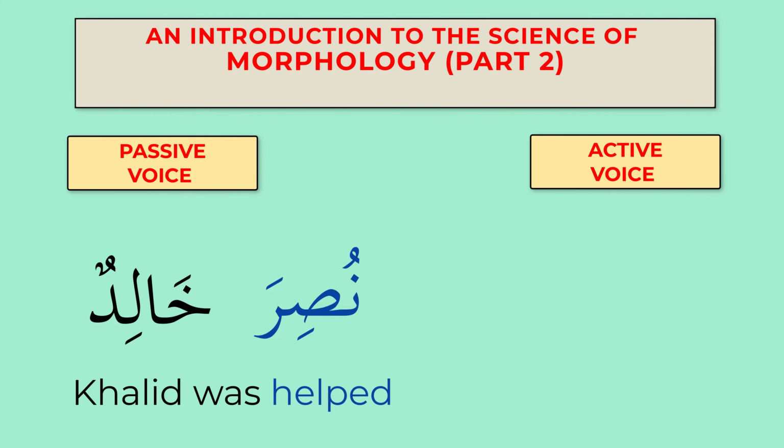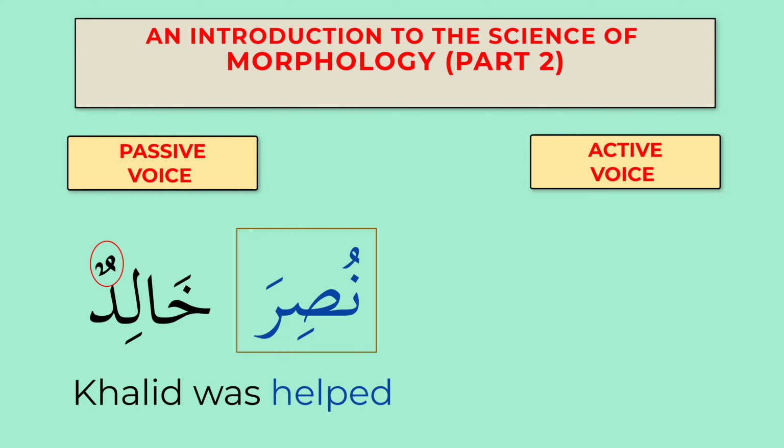So we say Nusira Khalidun. And notice the actual grammatical state changes. We'll talk about this later on in grammar in more detail, but I just want to draw attention to this. When we talk about the passive voice, we use, in this case, Nusira. Don't worry about the change in the vowels there. But what it means here is Khalid was helped. So Nusira Khalidun means that Khalid was helped.